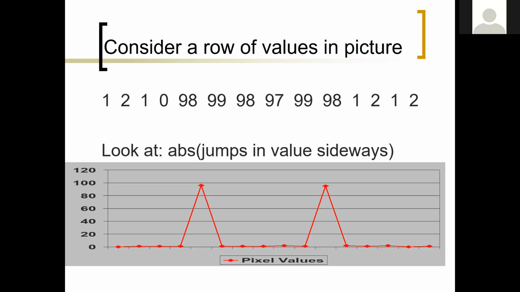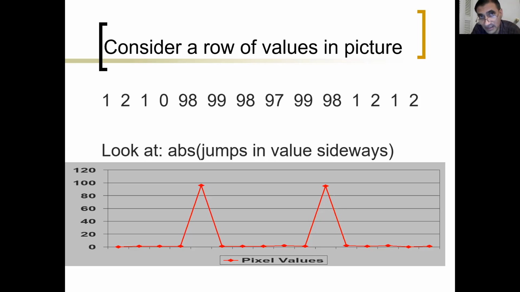Yes. Yeah. Okay. And so then I can look at the absolute value of the jumps, right? So as I'm going along, I went from the 1 to the 2, from the 2 I went down to a 1, from the 1 I went down to a 0, then from the 0 I went to a 98. So I'm going to be recording the absolute value of my jumps in the values, okay?